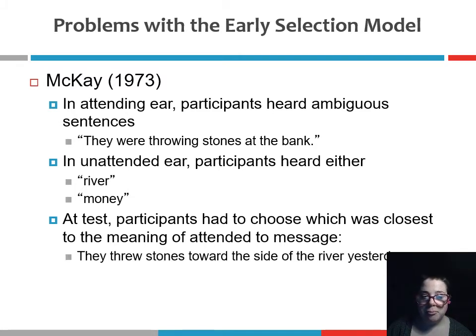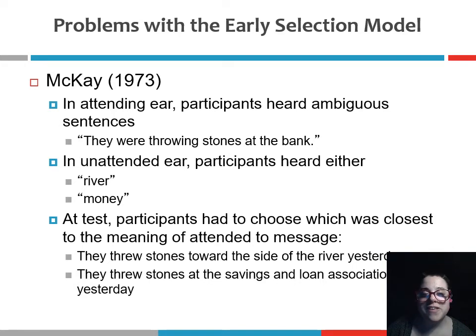Right? And you guys can probably guess that, for example, in one case they threw stones toward the side of the river yesterday, or they threw stones at the Savings and Loan Association yesterday. And people's answers were a direct function of what word they had heard in the unattended channel, or the unattended ear. So if they heard river, they chose the first option, whereas if they heard money, they chose the second option. So again, why is that a problem?